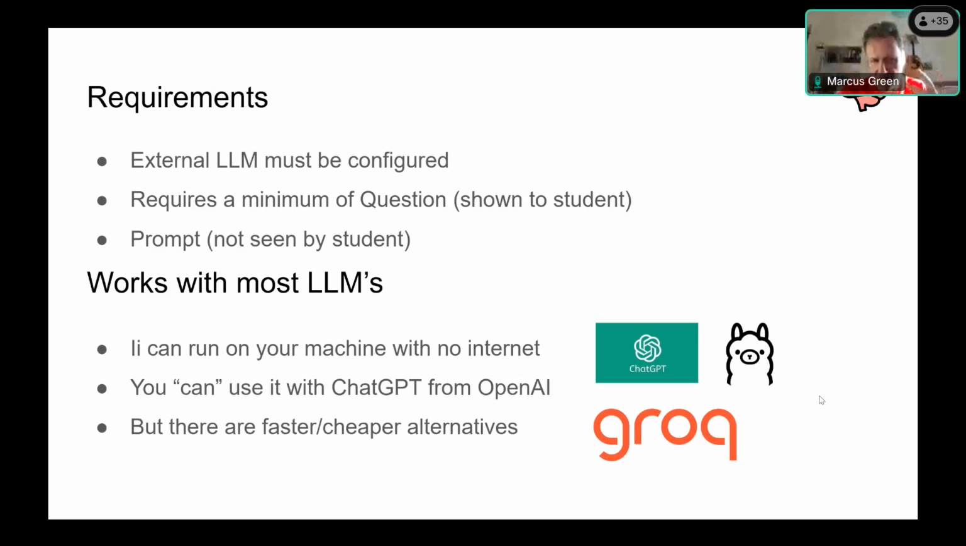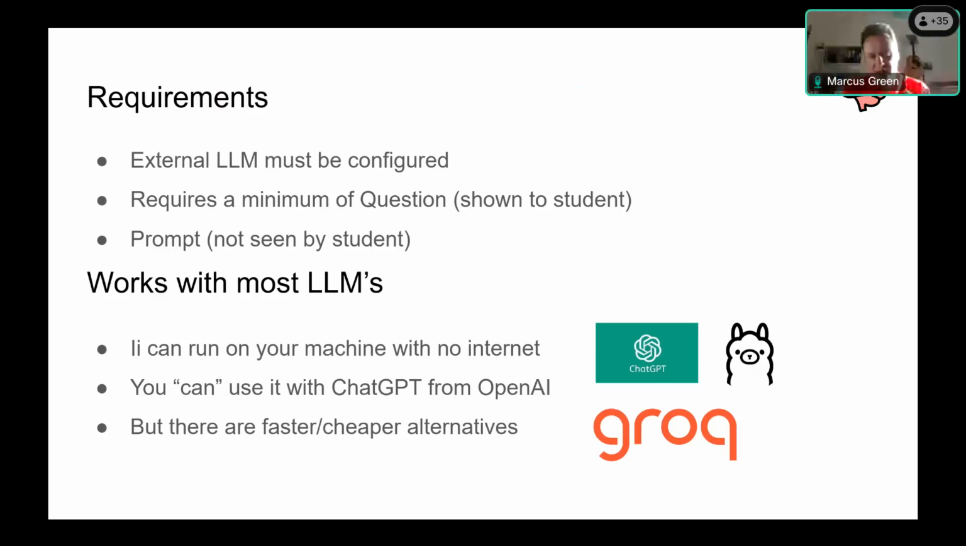You need something apart just from your Moodle. You need some external large language model or AI system to be configured. So that's an admin task. From a teacher's perspective, it requires a minimum of the question stem, which the student sees. And then minimally, you just need those two things. You need a prompt, and that is the thing that gets sent off to the large language model, and that is not seen by the student.